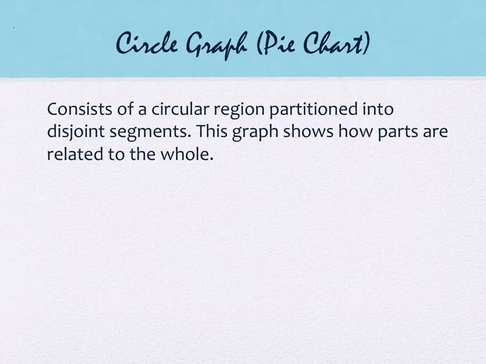A pie chart or a circle graph consists of circular regions partitioned into disjoint segments. This graph shows how parts are related to the whole. We keep coming back to that part to whole stuff, don't we?